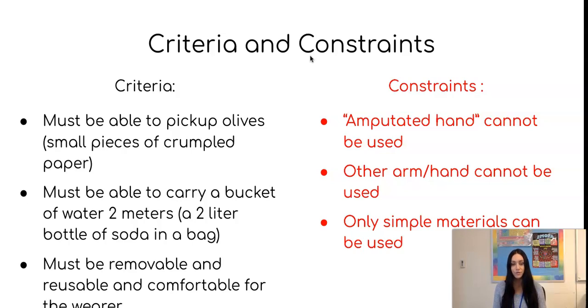The constraints of your design project are as follows. The amputated hand cannot be used. That means that when you slide the prosthetic over the missing arm, you cannot use the hand on that arm to operate the arm. You also may not use the other hand, the non-amputated hand, in the function of the arm. So you cannot use your other hand to pull things or push things. It must function on its own. And finally, only simple materials that are either provided by us or found by you can be used.